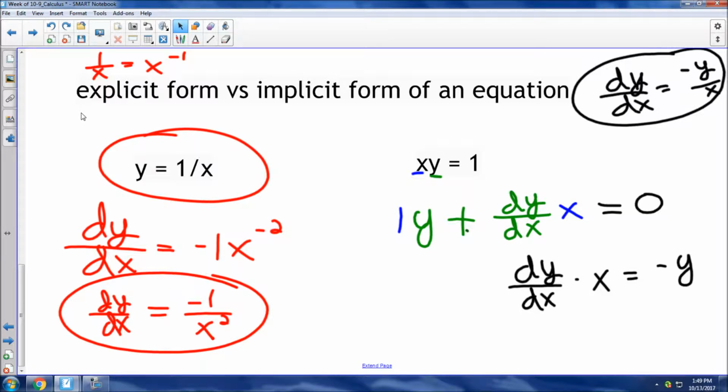My apologies that the product rule was in the first example ever. That probably wasn't the smartest, but let's do a couple where they're not there.